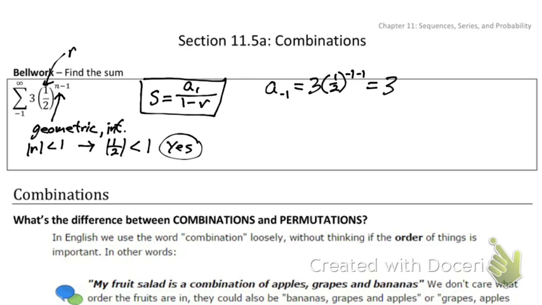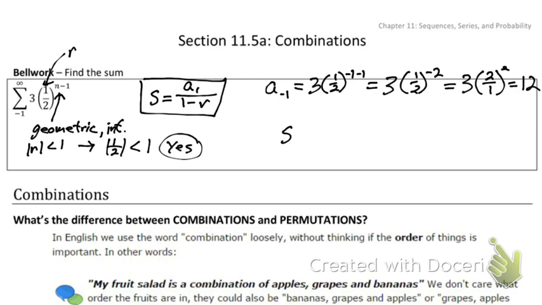Well, that's going to equal 3 times 1/2 to the -2. When you have a negative exponent, all that's telling you to do is flip the fraction and then treat it like a positive exponent. So 1/2 to the -2 is actually 2/1 squared. This would equal 3 times 2/1 squared. That would be 3 times 4, which equals 12. So your first term is actually 12.